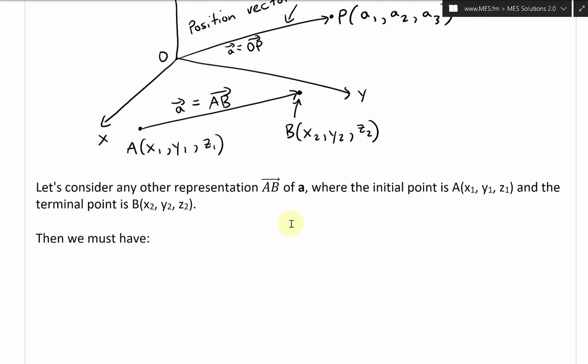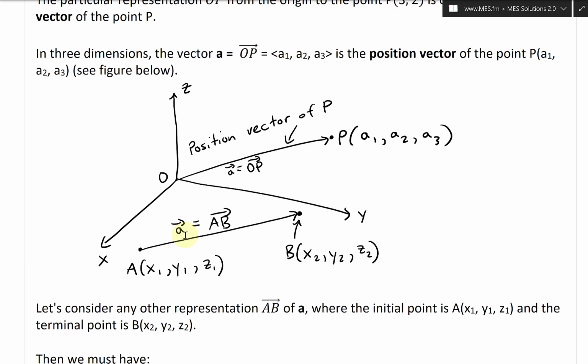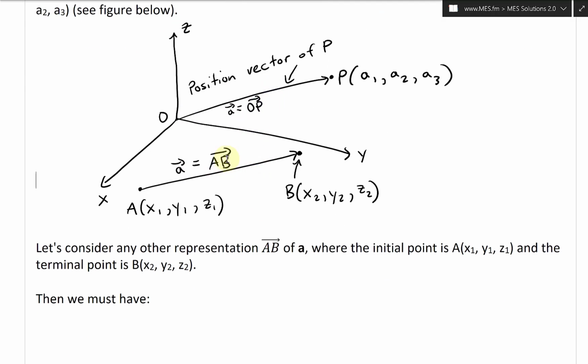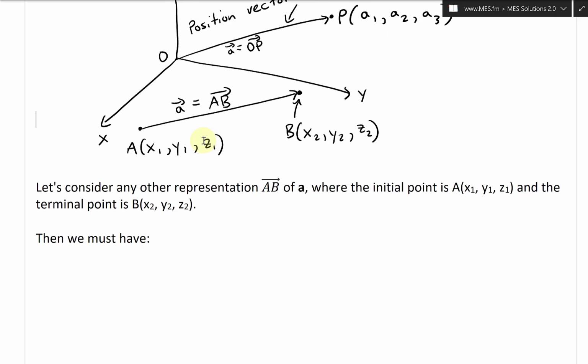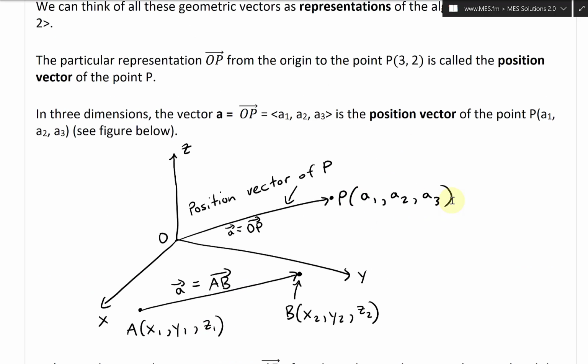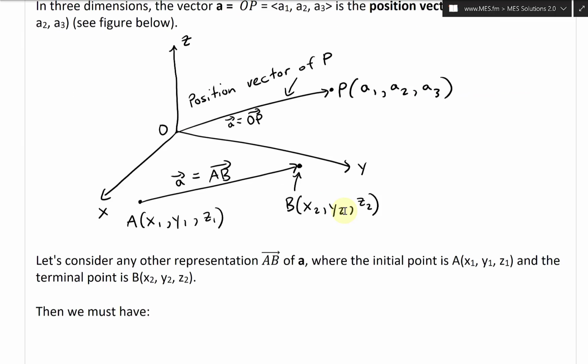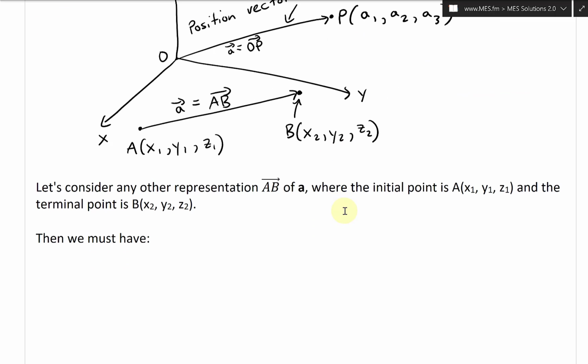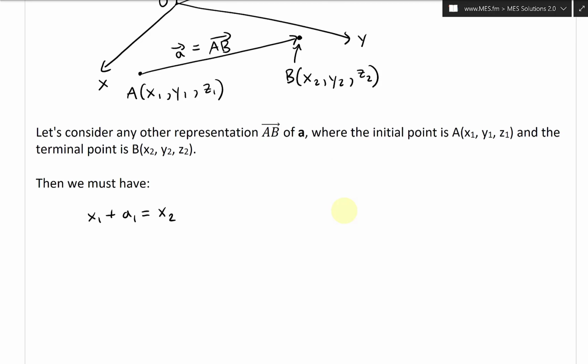All right, so now if this vector AB is equal to this vector A, exactly the same as this one here, just different representations of the same vector, then the coordinates of B must be the coordinates of A added to these exact components here. So you're moving the same displacement. Thus we must have x1 plus a1 equals x2. And also, we have to have y1 plus a2.